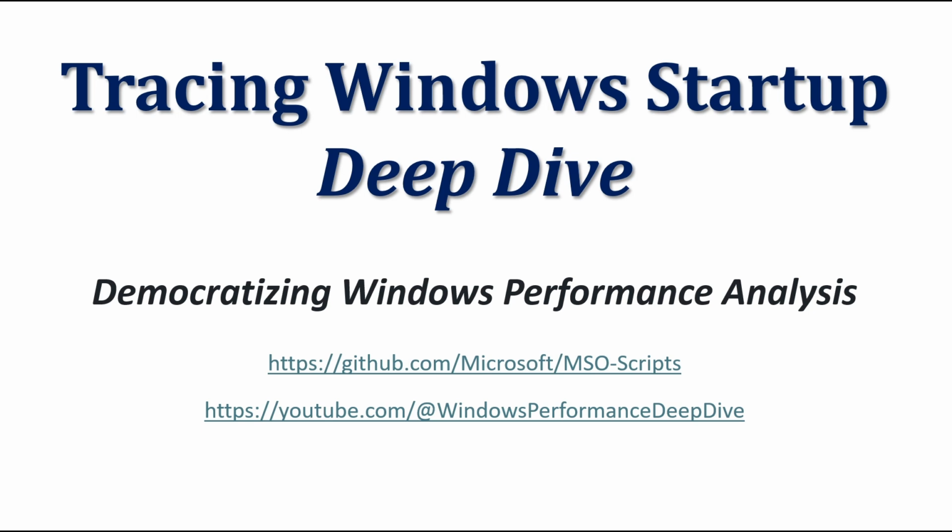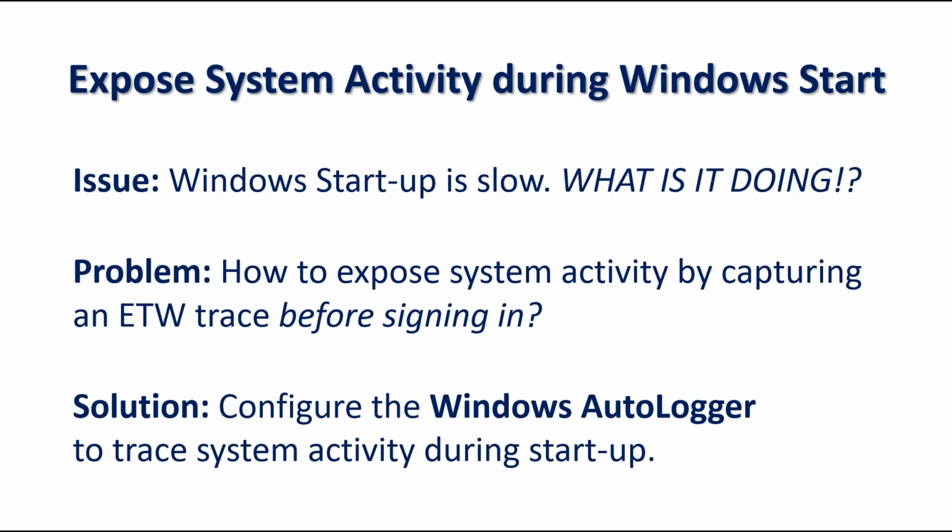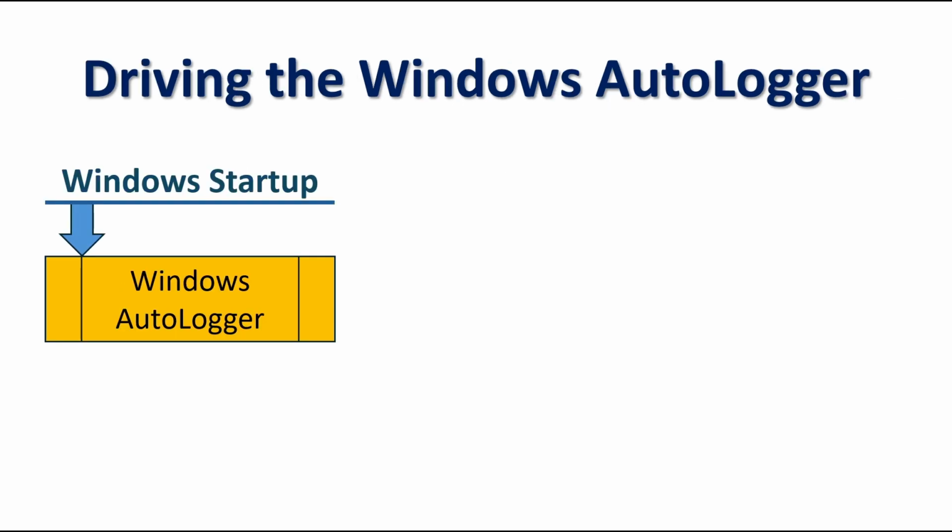In this video, we deep dive into exposing system activity during Windows startup. So we need to figure out why Windows is taking so long to restart and sign in. To do that, we need to capture an ETW trace from the moment Windows starts to initialize. We'll need to configure the Windows Autologger to capture the trace for us. Since this is a deep dive, we'll spend a minute exploring the Windows Autologger and how it works.